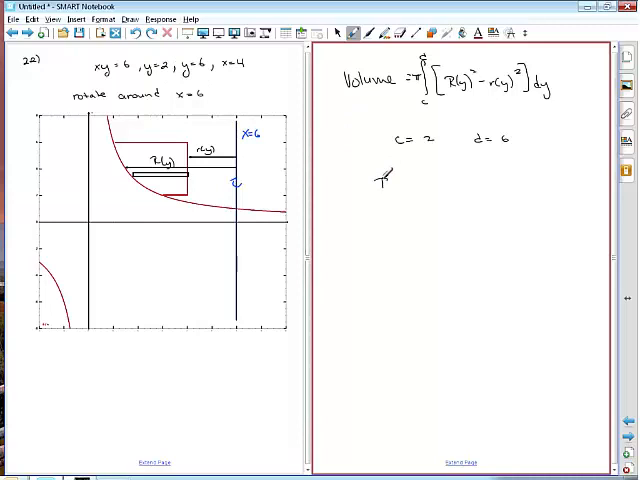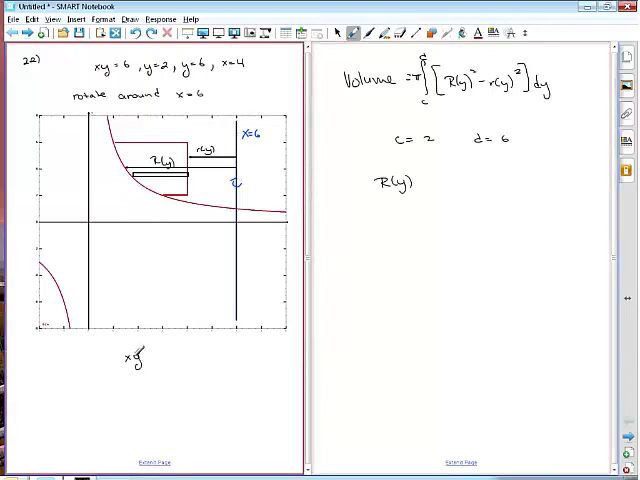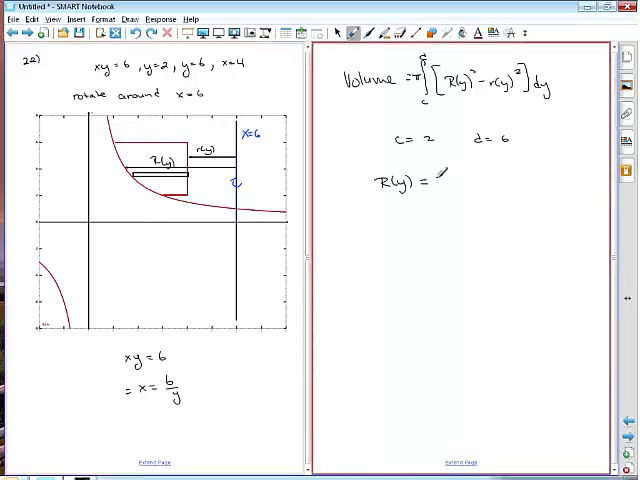Okay, now as far as these functions are concerned, we have to solve in terms of y, since x is a function of y. So we start with xy is equal to 6, therefore x is equal to 6 over y. So we can say that r of, well, actually that's not r of y yet, that's this distance. So this distance here is you take the total distance, which is 6, and you subtract off that distance, which is there. So capital R of y is going to be 6 minus 6 over y.